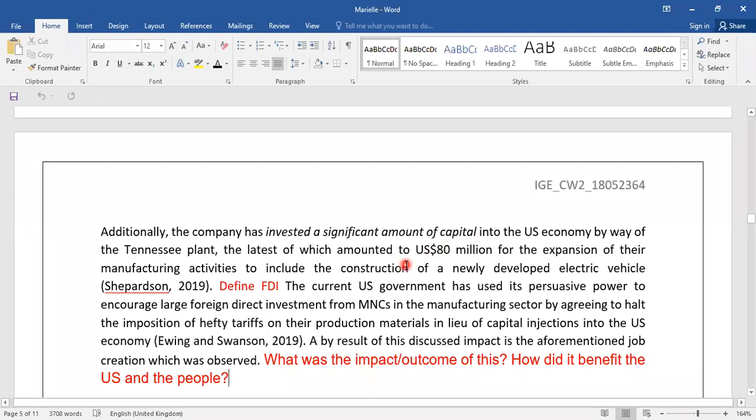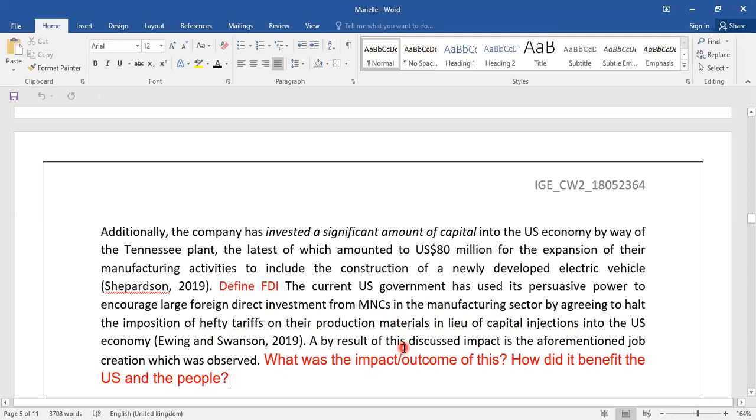So she said they invested $80 million in their manufacturing activities, including the construction of a newly developed electric vehicle. Another opportunity to include more theoretical concepts: Mariel, define what is FDI, or define what is inward capital or capital investment. The current US government has used its persuasive power to encourage large amounts of FDI from MNCs in the manufacturing sector by agreeing to halt the imposition of hefty tariffs. So you see, a definition of FDI would have been very useful here. Which country is this? Donald Trump did that? Okay. In lieu of capital injections, a result of the discussed impact is the aforementioned job creation.